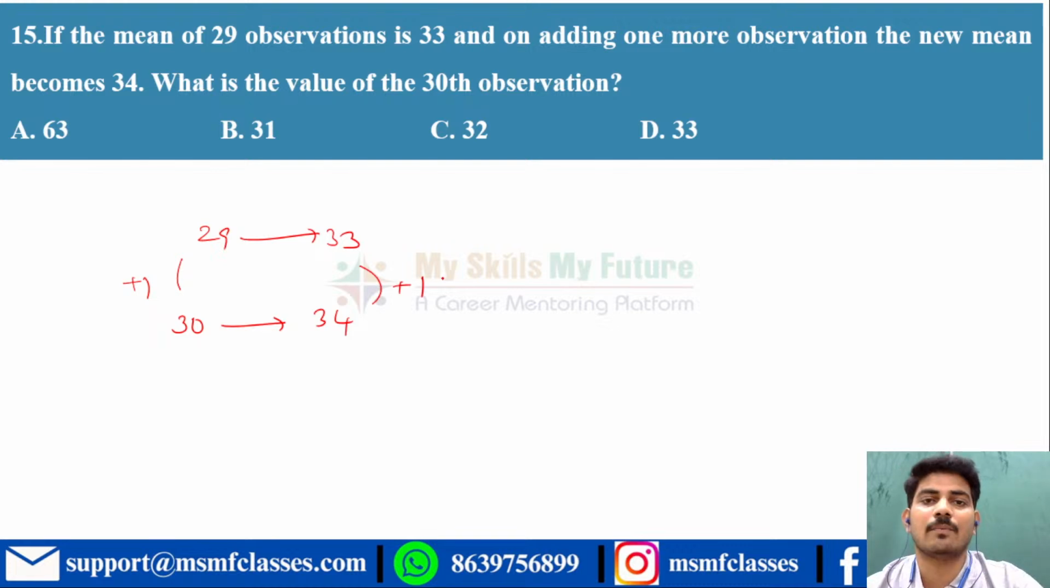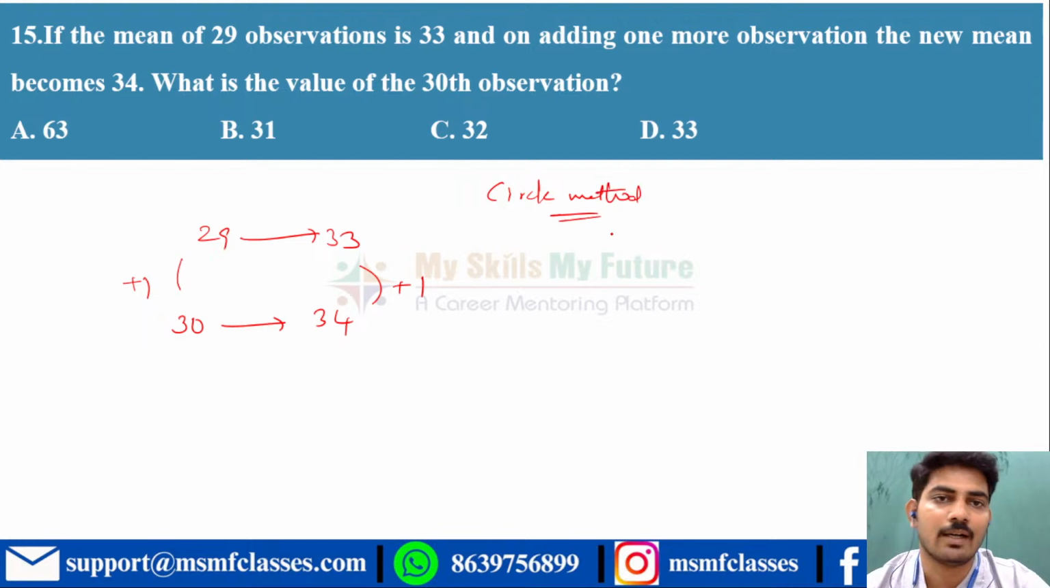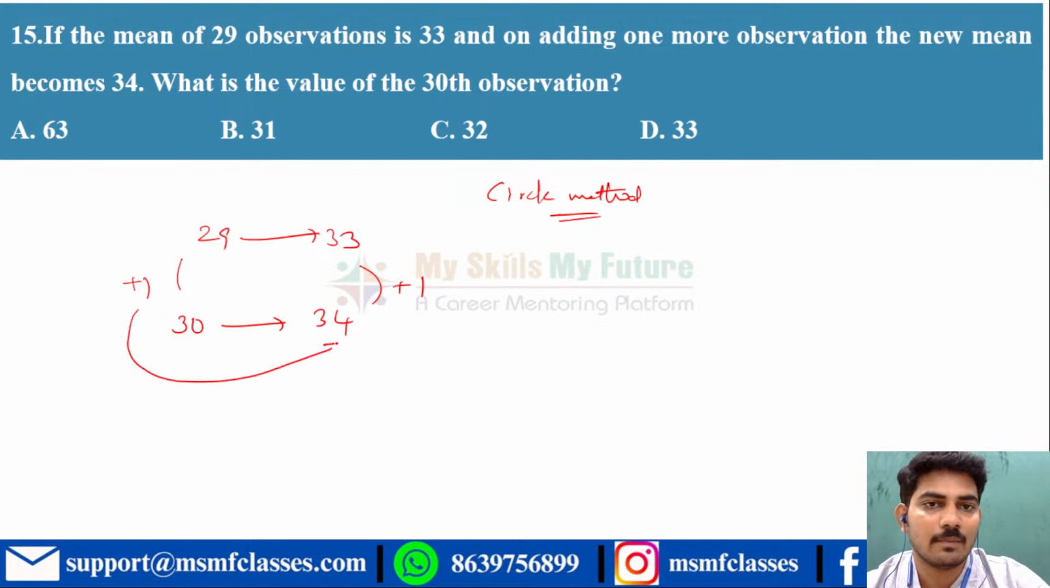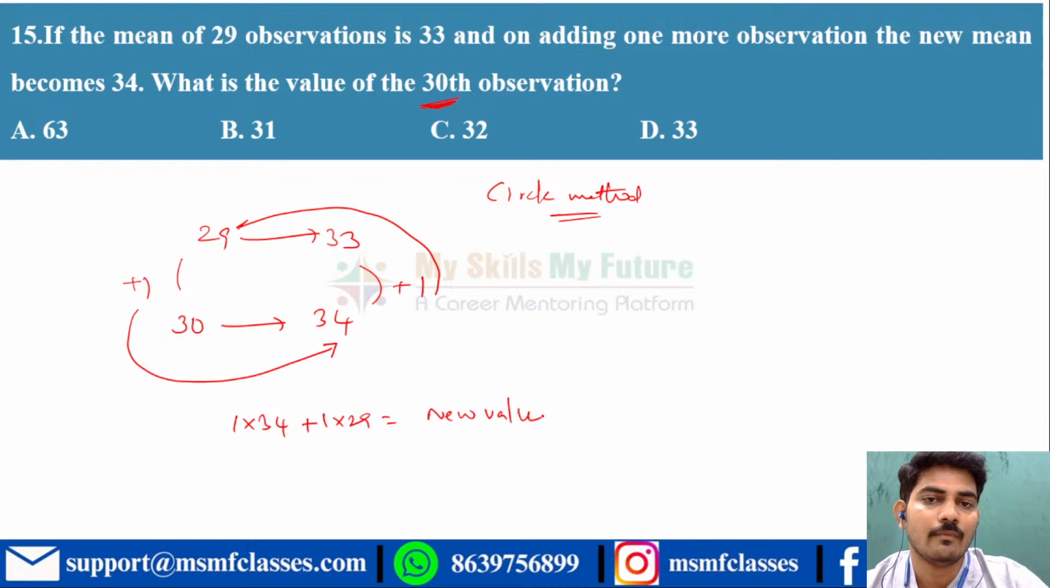For this, we are applying the circle method. Directly, I am giving the answer instead of solving with different approaches, the shortcut method. With the circle method, this one multiplied with this one plus this one multiplied with this one, I'll get the value of the newly added observation. So 1 into 34 plus 1 into 29 will be equal to the new value added, 34 plus 29, which is the 30th observation.